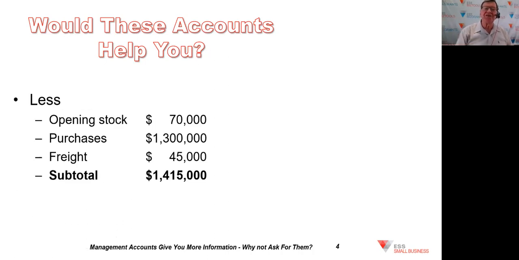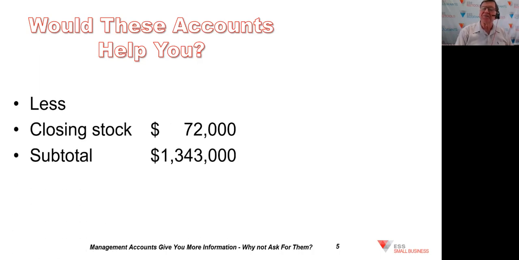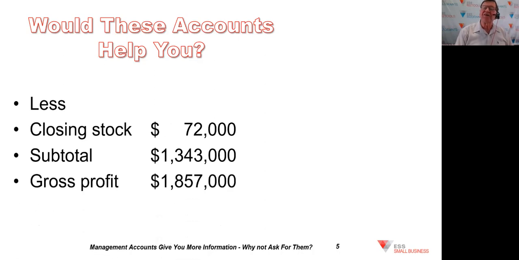And then the accounts would show the calculation of the cost of goods sold, just opening stock, purchases, freight, a subtotal. No mention of labor. It's very difficult to produce any product unless human beings have been employed to work on that. I think it's an integral cost of that production. Why isn't that cost normally shown? Of course, it will require the allocation of labor across the various departments and activities. But wouldn't that give you more meaningful results? And then we'd show the closing stock and the subtotal, and then the calculation of the gross profit.